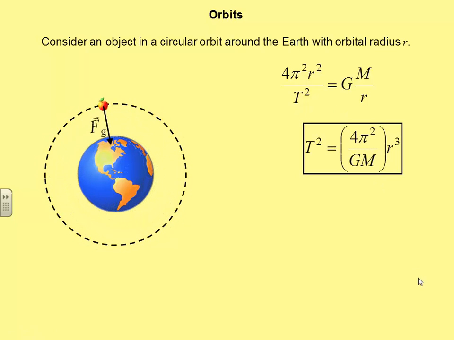Now, take a look at what we have. On this side, we've just got period squared, and over here, we've got radius cubed. And then we have this quantity, 4 pi squared over the gravitational constant times the mass of the planet or sun that's being orbited. This is a constant. So therefore, this equation is saying that the period squared of an orbiting thing is proportional to its radius cubed. I hope that sounds familiar.